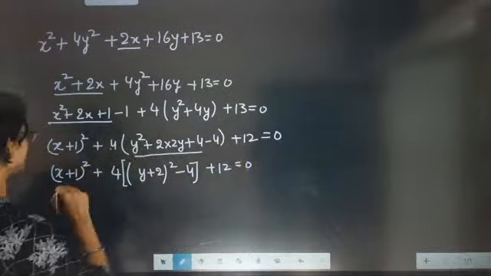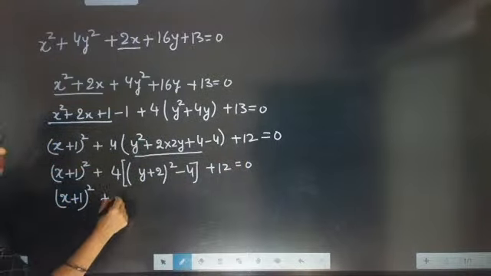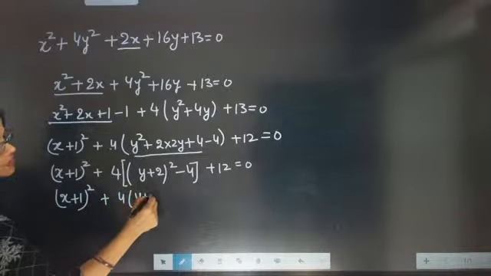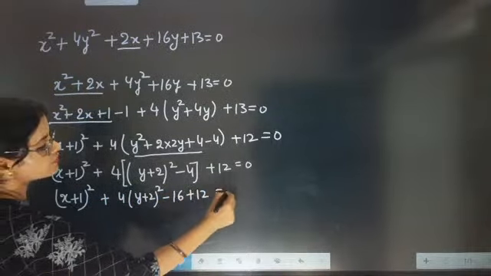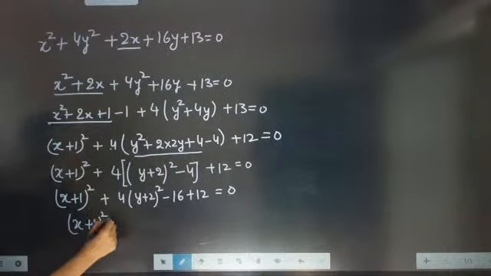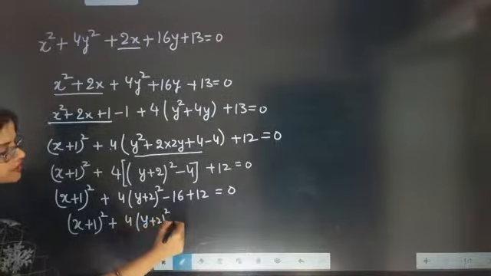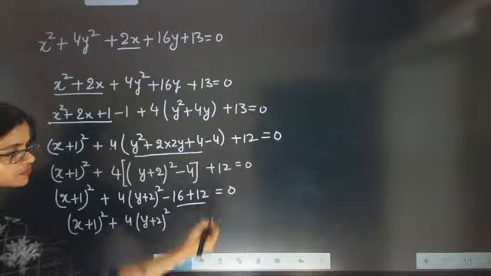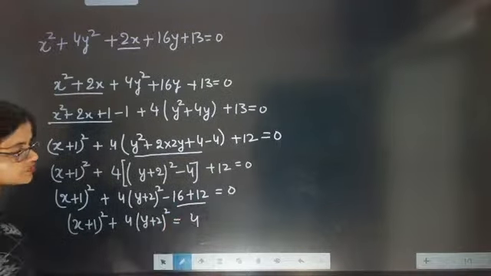Now after this, x plus 1 whole square plus 4 into y plus 2 whole square minus 16 plus 12 equal to 0. So now x plus 1 whole square plus 4 into y plus 2 whole square minus 4 will come. We will solve this one. It will become minus 4. So we will shift that minus 4 to this side.